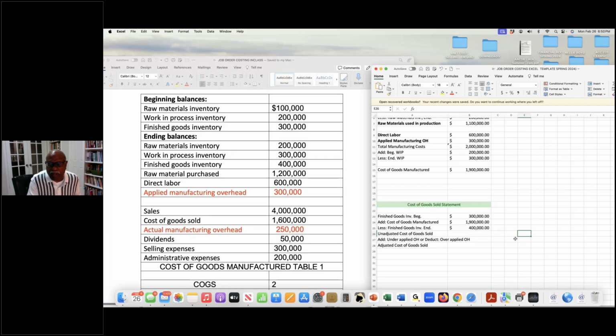And so therefore, our unadjusted cost of goods sold is 1,000,008. You simply begin with the beginning, add the cost of goods manufactured, and bring that number down. So whatever is up here, we bring it down to this chart. We subtract out the ending finished goods to get an unadjusted cost of goods sold. Any questions so far?